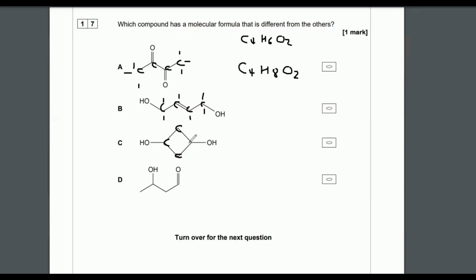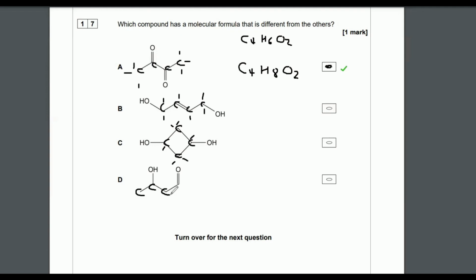Now let's see, one of these is going to be the same. So this has 4 carbons, 1, 2, 3, 4, 5, 6, 7, 8. So that means that, yes, the top one, C4H6O2. So A is the one that is different from all the others. Look, we can check the bottom one out as well. We can check D out.